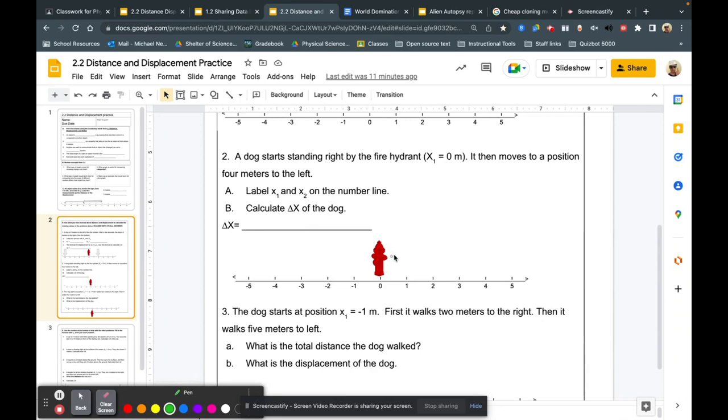Problem number 2. The fire hydrant is defined as 0 meters and also x sub 1, so I'm just going to go ahead and label that right away. The dog then moves to a position 4 meters to the left. 4 meters to the left is going to be 1, 2, 3, 4. Nope, I don't know my right and left. To the left, 1, 2, 3, 4. So over here is x sub 2. Again, I'm going to use the formula delta x is equal to x sub 2, in this case, negative 4, minus x sub 1, which in this case is 0 meters.